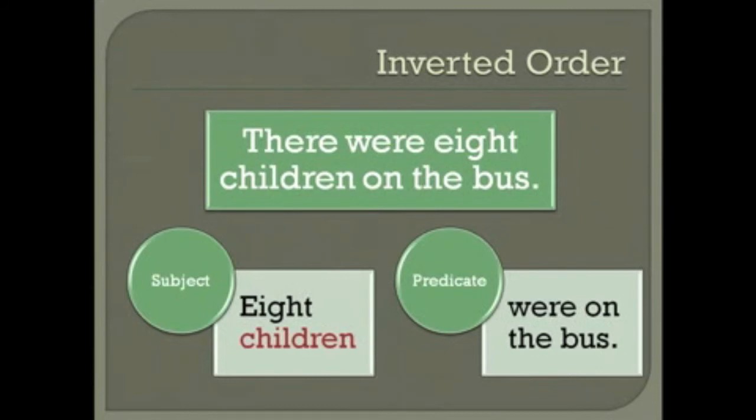Here's an example. Anytime you have a sentence that begins with the words there or here, such as the sentence shown here, there were 8 children on the bus, you have an inverted order sentence. If this sentence is converted to normal order, it is easier to determine that the correct verb is indeed selected for the subject of children. So you can see here we have 8 children, and we have the predicate were on the bus.